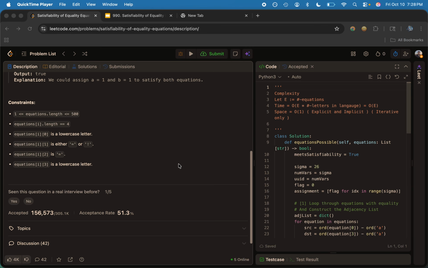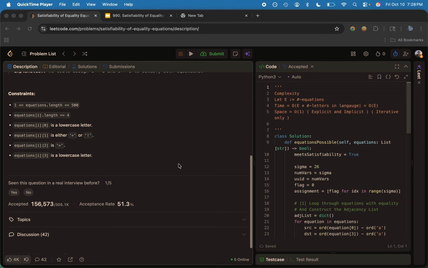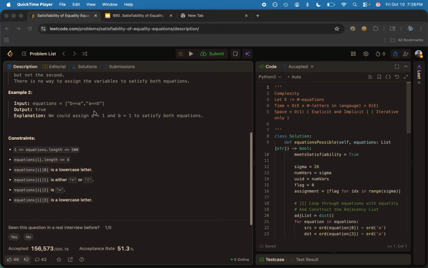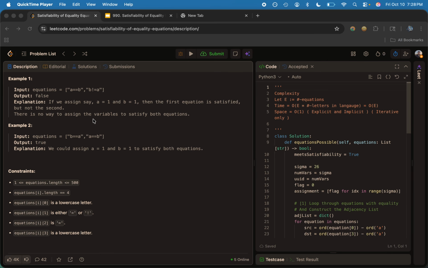All right, so let's take a look at the constraints of the problem. Let's come down over here. We have a couple different constraints. There are only 500 equations max, and the equation's input is always in a reasonable form. The length of every equation is 4 characters, where the first character and the last character are single letter variable names in the English language, and the middle two characters are either an equality, double equals, or an inequality.